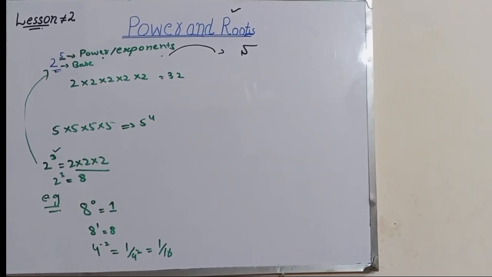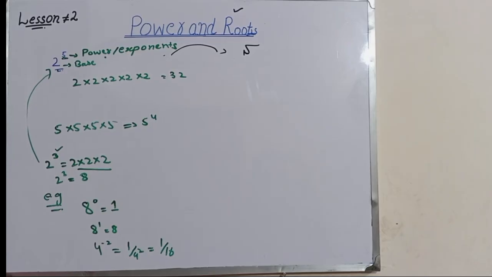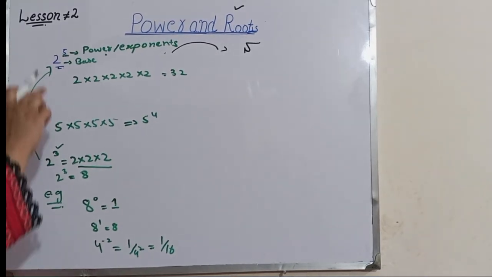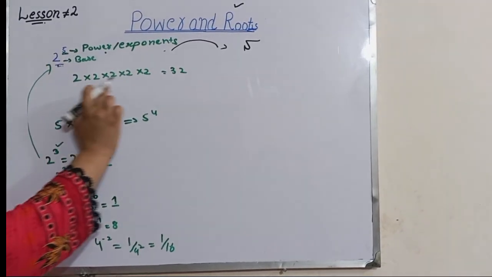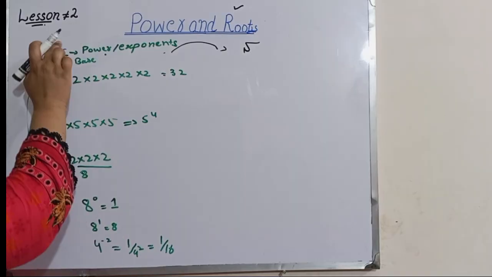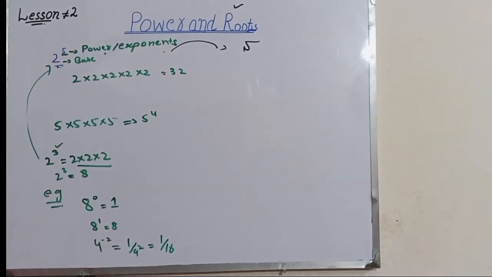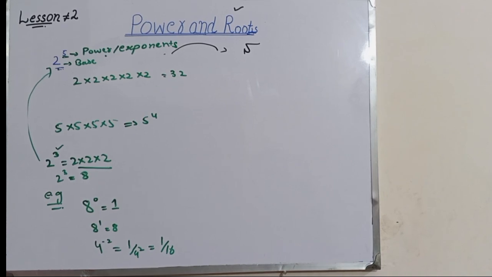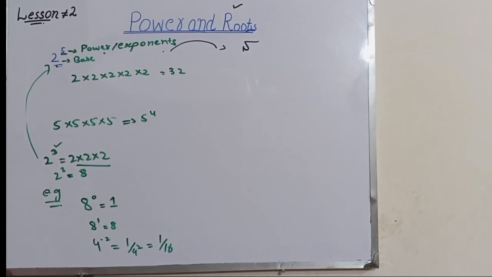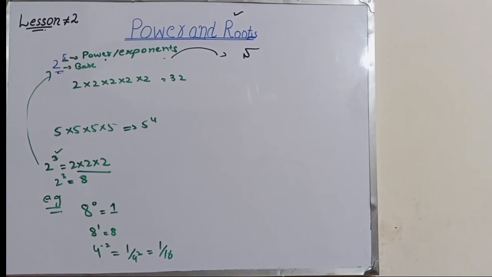When we use power, we start with a number and multiply it several times. The exponent, this power, tells us how many times. Again, I repeat, what is the power? When we use power, we start with a number and multiply it several times.